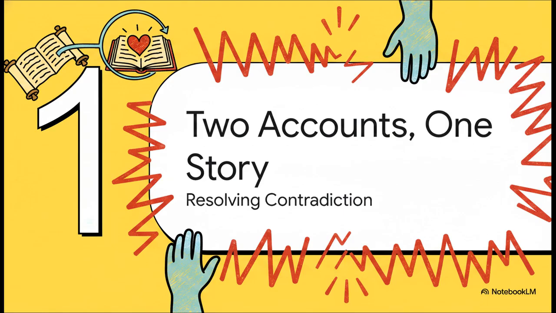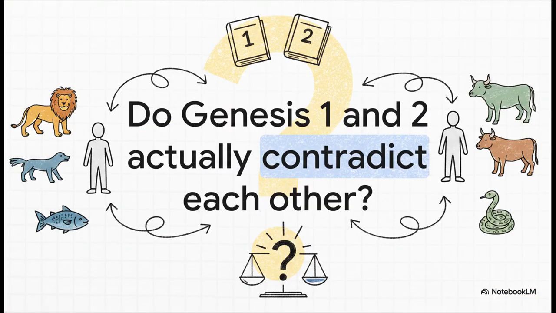2 accounts, 1 story. Resolving the contradiction. Okay, let's dive into this. We've got to clear a major hurdle right out of the gate. If you studied Genesis, you're absolutely familiar with the classic debate. Do chapters 1 and 2 actually contradict each other? Specifically, when it comes to the creation order of mankind and the animals. Because, let's be honest, on the surface, it looks like a glaring chronological error.